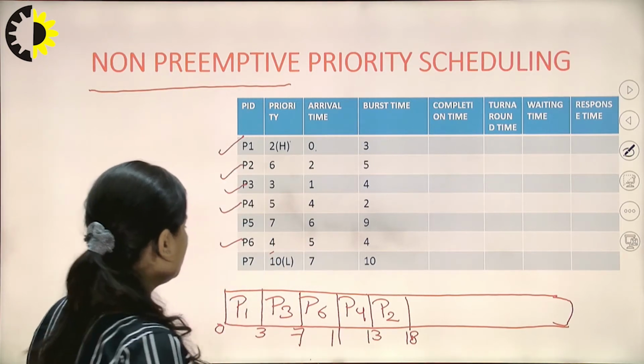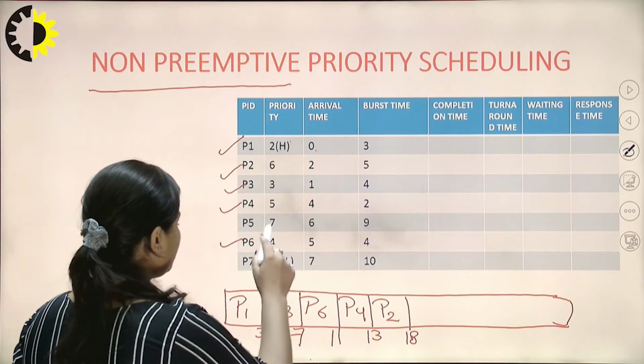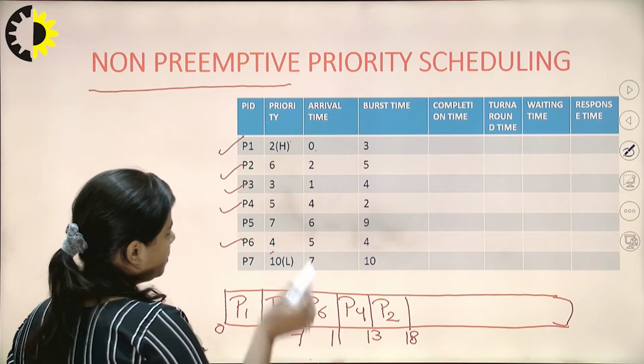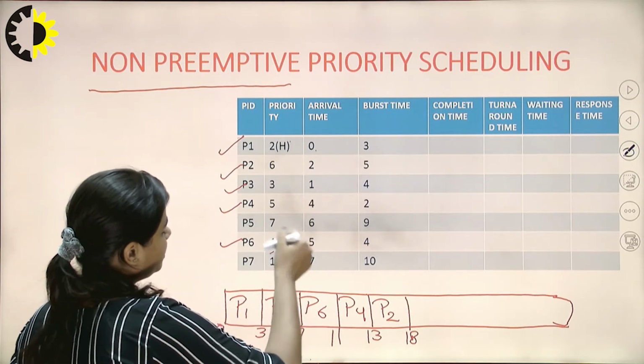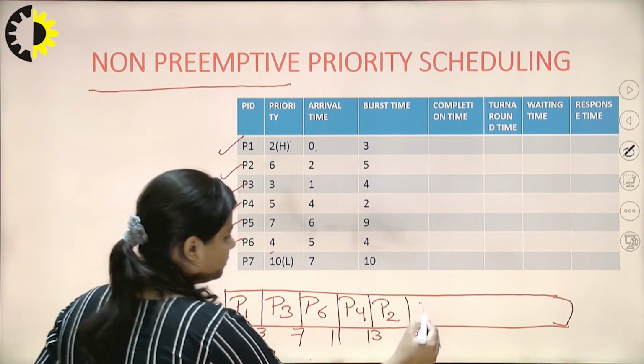Now we have only P5 and P7. P5 has a priority of 7 and P7 has a priority of 10. You have already seen that 10 is the lowest and 2 is the highest, so 7 is the higher priority. So we will go with P5.